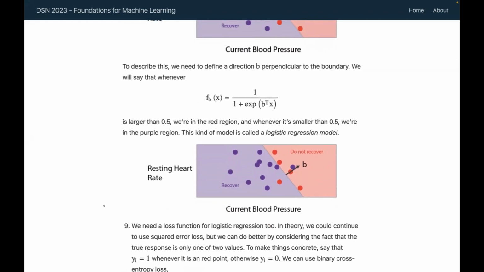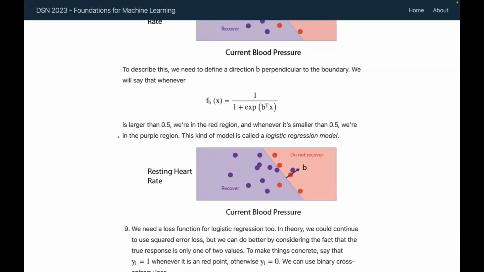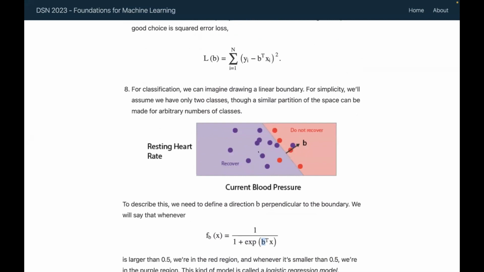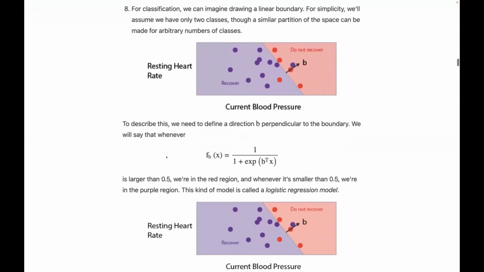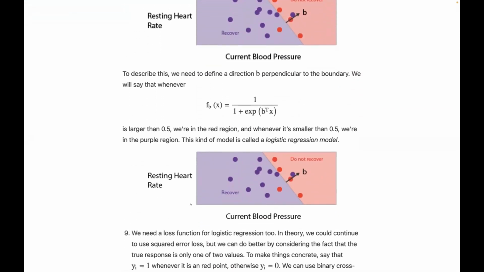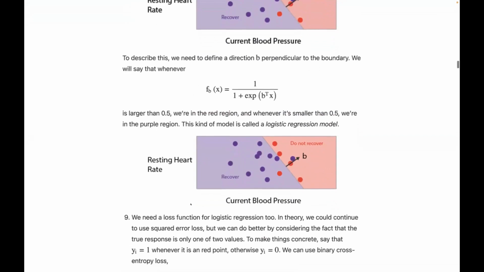So we're left with the same issue as with linear regression. How do you choose this B? We could be pointing in any direction that we want. How do we choose a direction B that actually separates the two classes well? Before, we used squared error loss. That works because the response is continuous, so you can take any continuous value, square it, and it becomes some positive penalty. But how do you do that if you have only two outcomes?